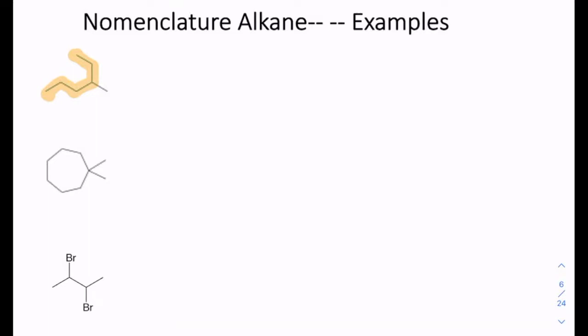And so we're going to have the parent name, which is hex. It's all single bonds, so we're going to have ane. So hexane is our parent name. Step 2 is to identify all substituents, and here is our substituent.